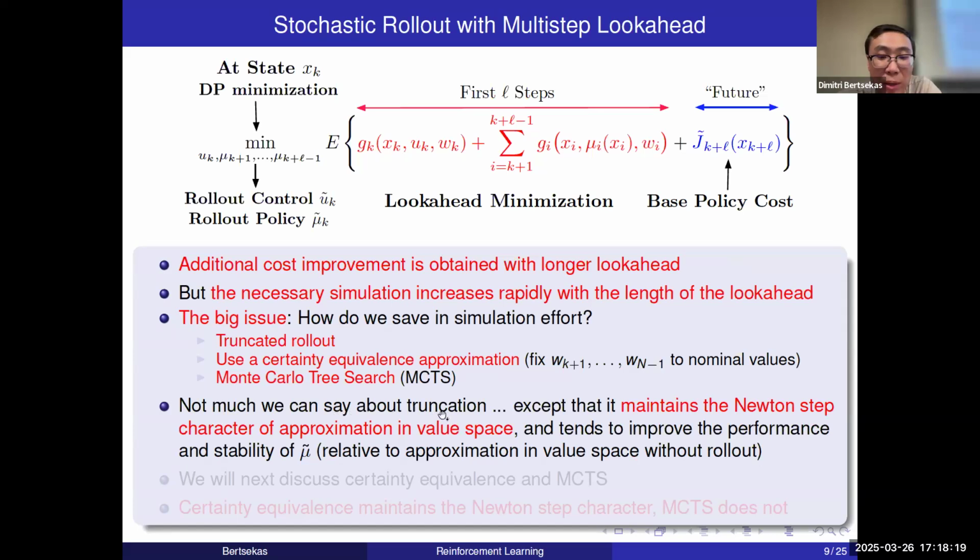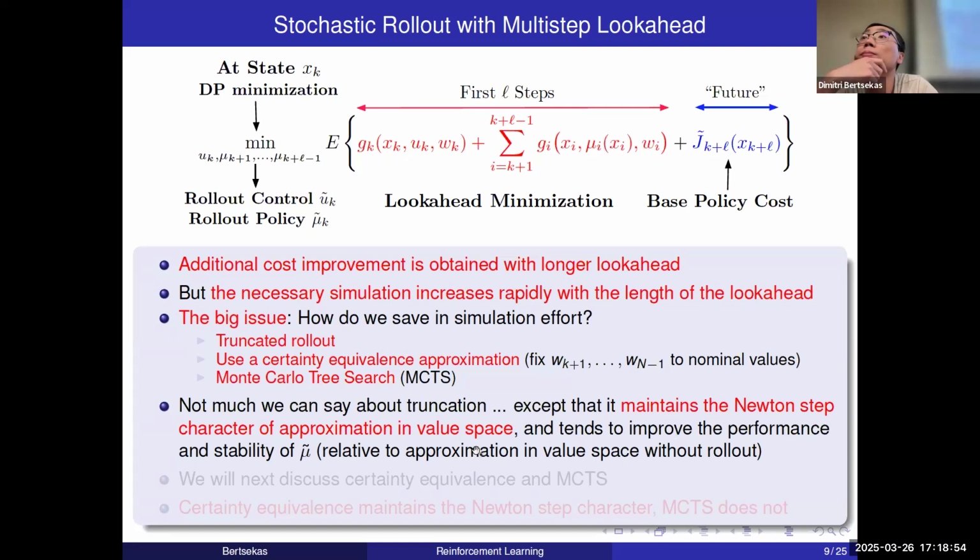There is not much we can say about truncation. As I mentioned, since our proof relies on Bellman's equation and so on, after applying truncation the performance guarantee is lost. However, it still maintains the Newton's method character of approximation in value space and tends to improve the performance and stability of the rollout policy relative to approximation in value space without rollout. So including the rollout portion typically helps.